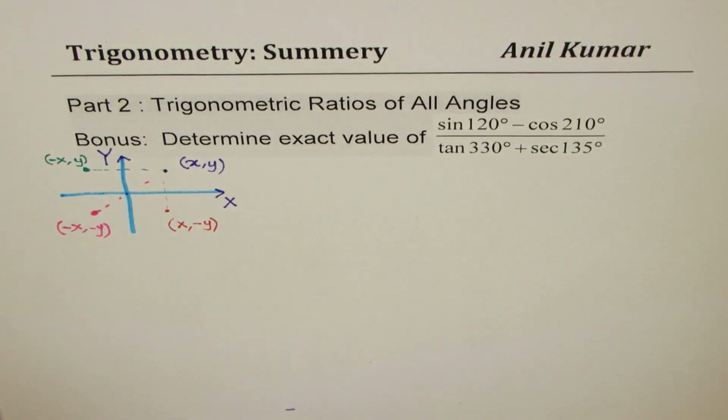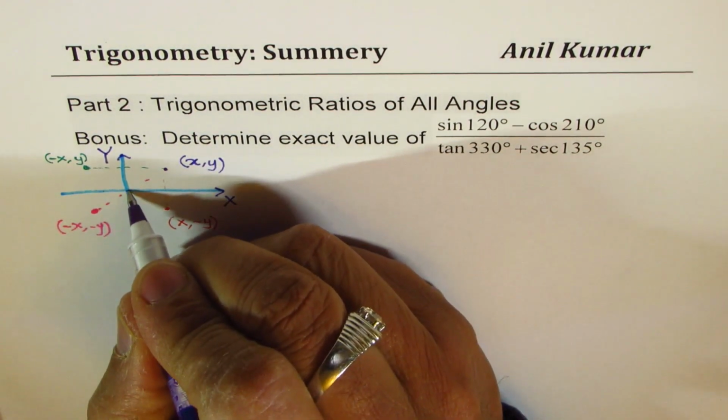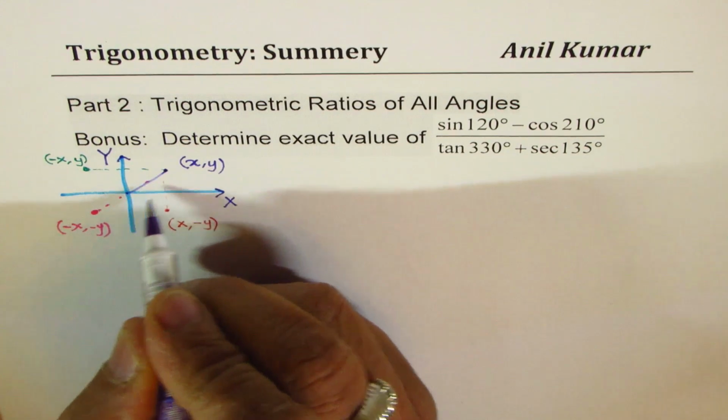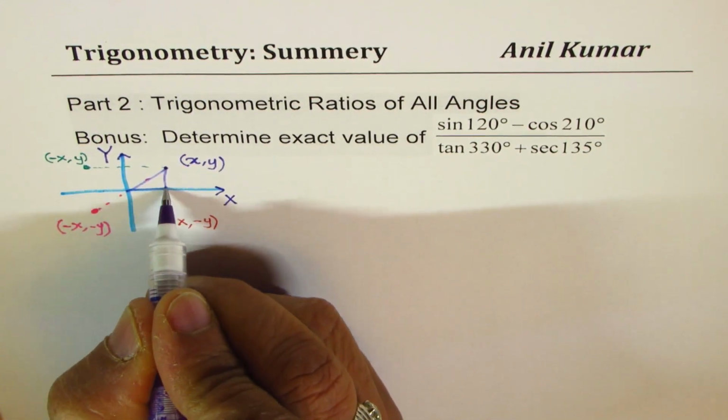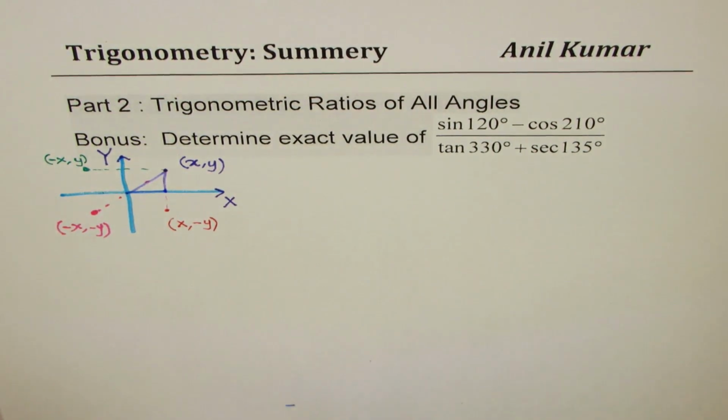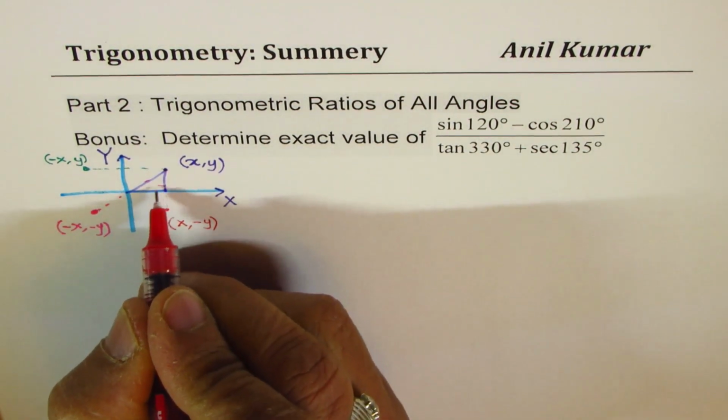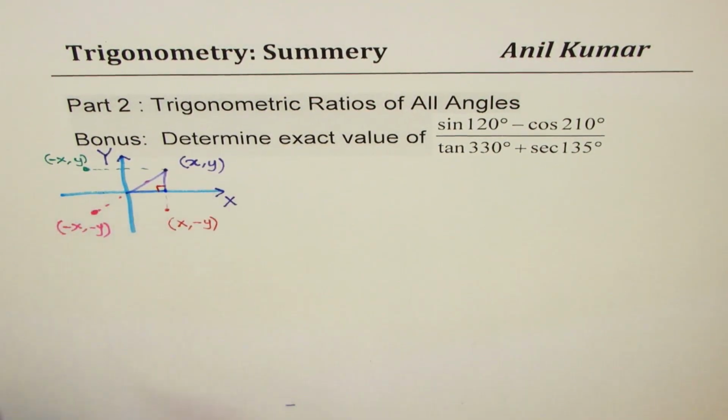We're talking about trigonometric ratios where we say that we have to work in a right triangle, correct? We are working in a right triangle. So let me join the side and make a right triangle. I'll join the point xy with the origin and we form a triangle. There you go. Now this is the basic triangle with which we have been working all throughout.